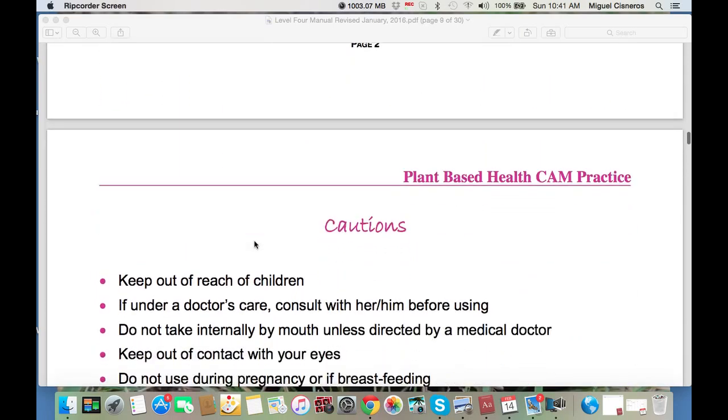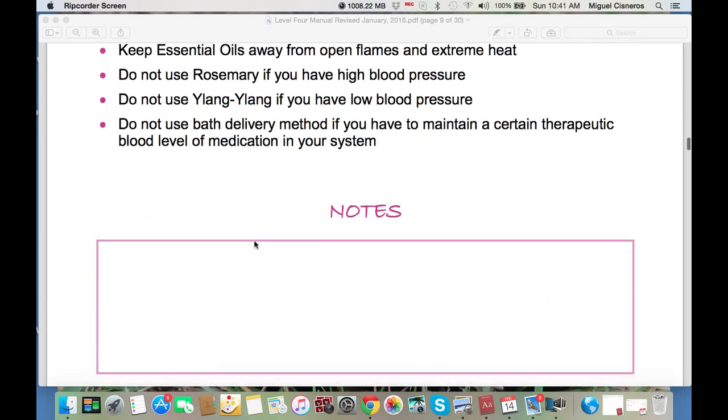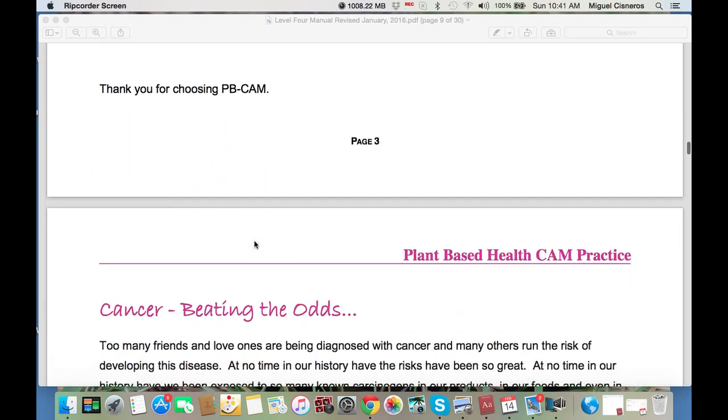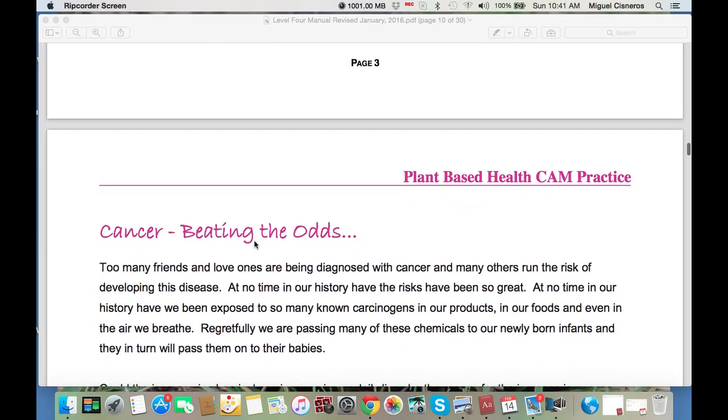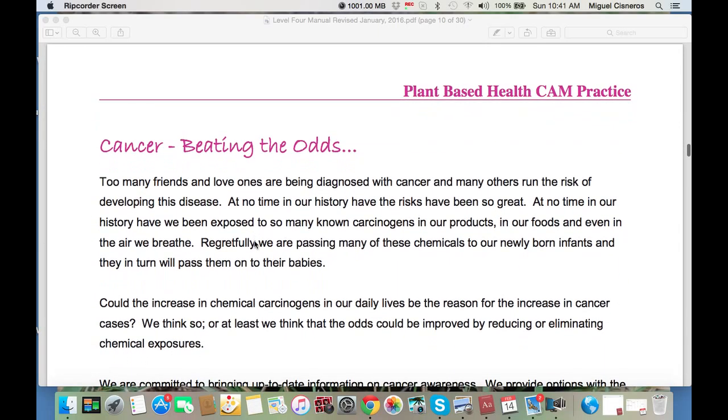Let's see. Then we have the cautions again here and notes. We're going to stop right now before we go into the cancer beating the odds, and go ahead and absorb the information we have covered before, and we'll be back in a few minutes in our next recording, and we'll begin with cancer beating the odds, and also showing you a few case studies that we have observed during our practice. Stay tuned.